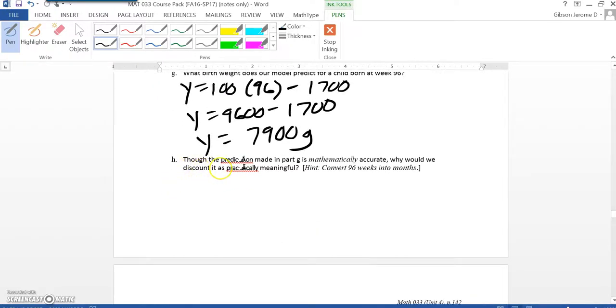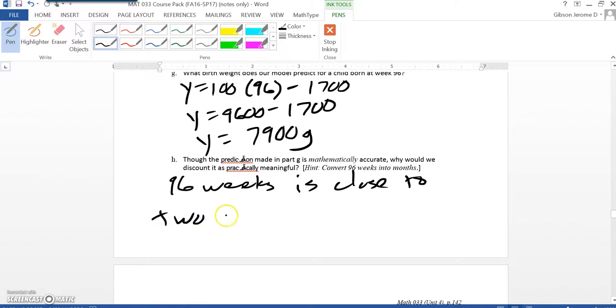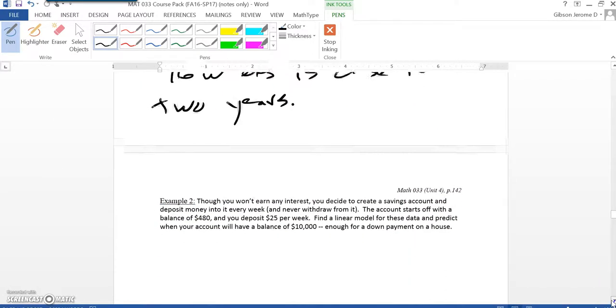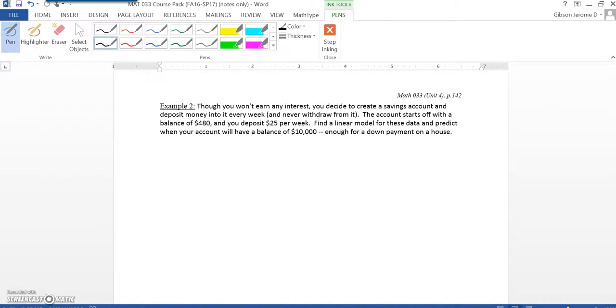Now with H, though the prediction made in part G is mathematically accurate, why would we discount it as practically meaningful? And the reason being is we know that 96 weeks is close to 2 years. We know no woman stays pregnant that long. So that's why we would dismiss that.